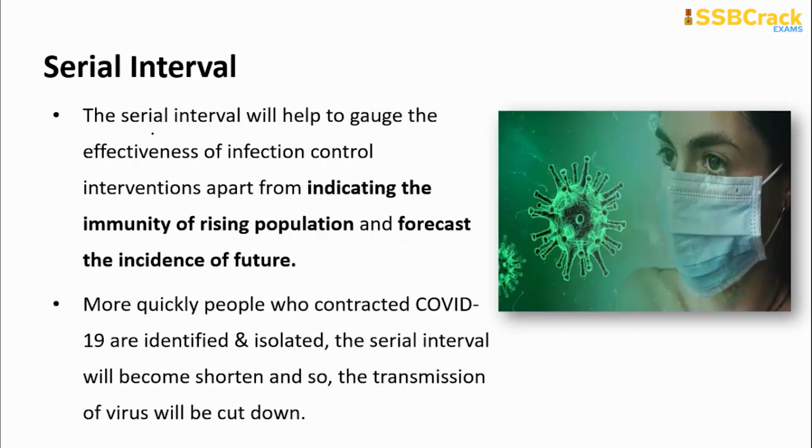So what is the importance of this? The serial interval helps to gauge the effectiveness of infection control interventions, apart from indicating the immunity of the rising population and forecasting future incidence. And the more quickly people who contracted COVID-19 are identified and isolated, the more the serial interval will be shortened, and so the transmission of the virus will be cut down. So these are the importance of serial intervals.